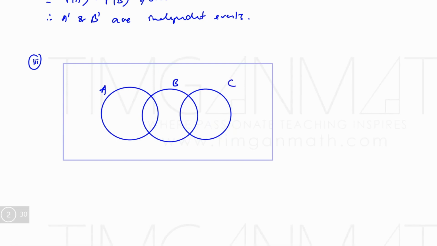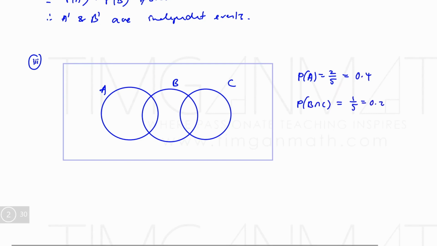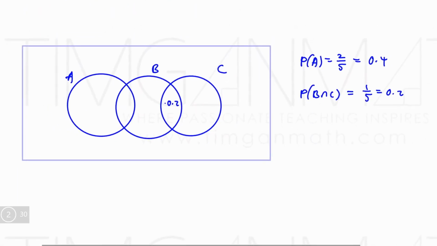Okay, then now you're given that PA is 2/5. I can just put in decimal, this is 0.4, right? Then you get PB intersect C as 1/5, which is actually just 0.2. So PB intersect C is here, this is 0.2. And then PA prime intersect, so outside is 0.1. Correct? So it just means PA union B union C goes to 0.9.